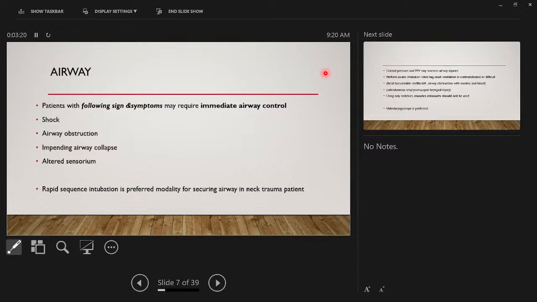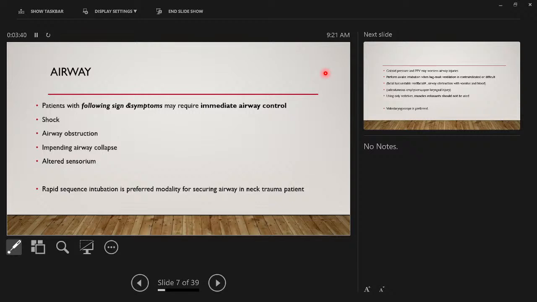First, I'll start with the airway and subsequently breathing, circulation, and disability. Airway. A patient with the following signs and symptoms may require immediate airway control. First, shock, not responding to initial fluid therapy. Second, airway obstruction. Third, impending airway collapse. And fourth, profound altered mental state, meaning obtunded mental state.